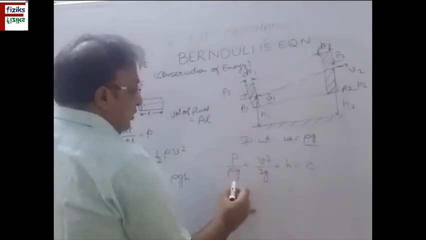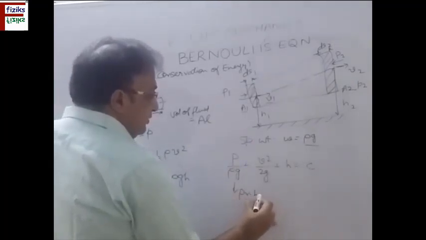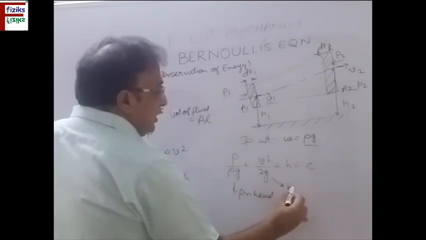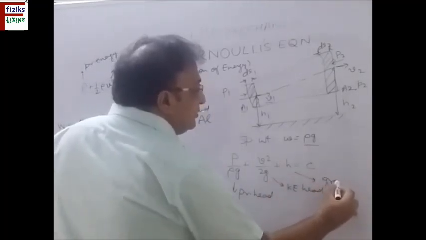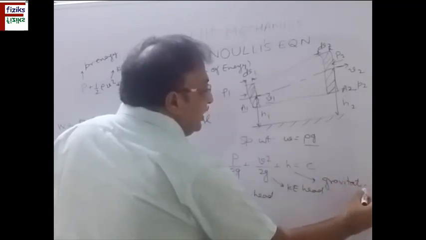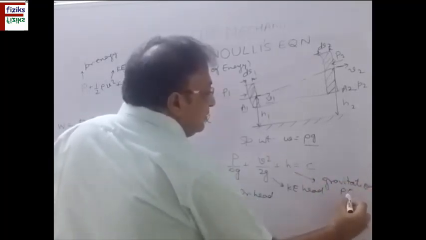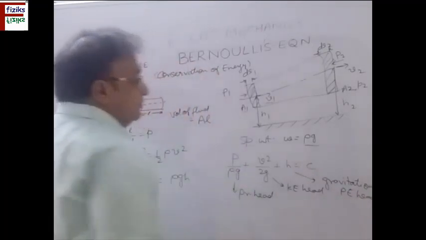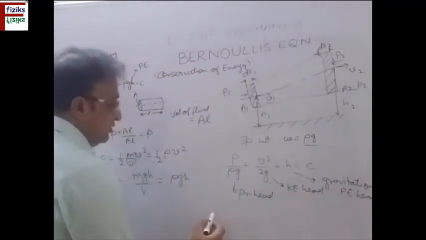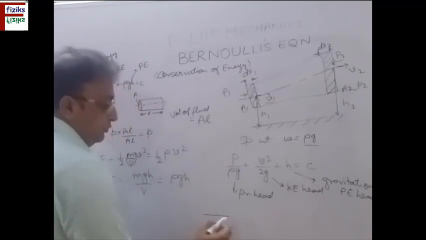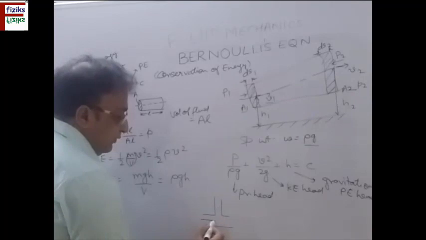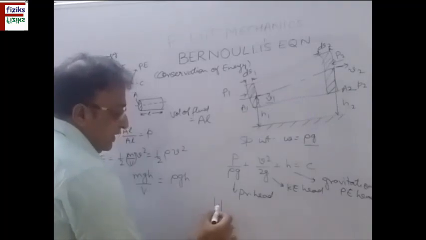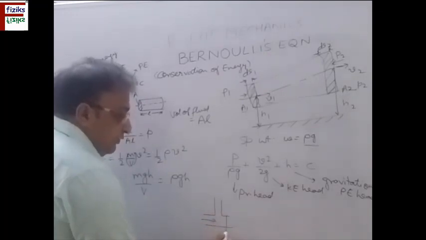So this is called pressure head. This is called kinetic energy head. And this is called gravitational potential energy head. By head we mean, suppose the fluid is flowing through this vertical tube, and I make an opening here, and suddenly a valve here is opened or the fluid is stopped from flowing.